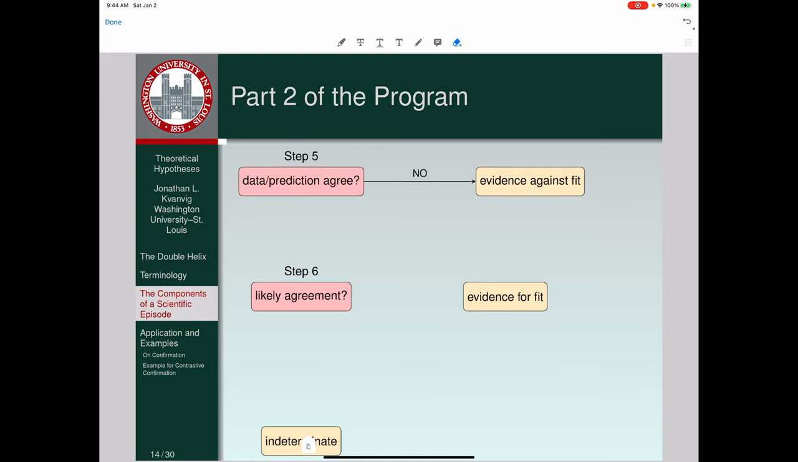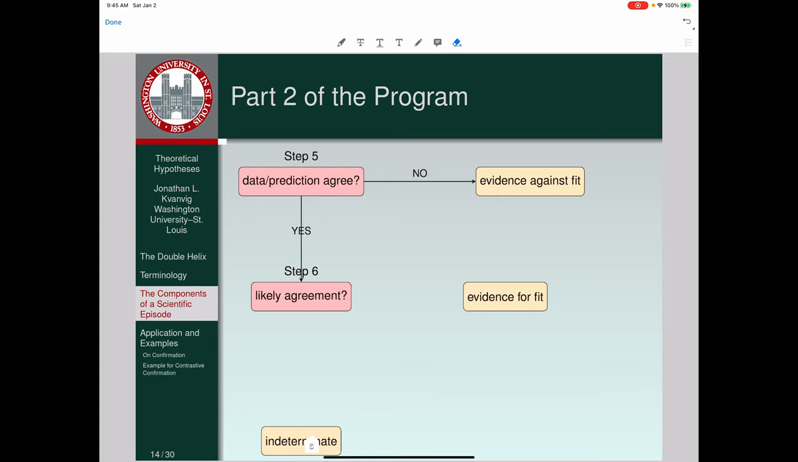If the answer to that is no, if the data and prediction don't agree, then we've got evidence against the fit between the model and the real world. So either the answer is no or yes to the question of whether the data and prediction agree. If the answer is no, Geary's program has us conclude immediately that there's evidence against fit. We will see that that is a bit of an abstraction from reality later on, but let's go with it right now. So if the answer is no, we've got evidence against fit.